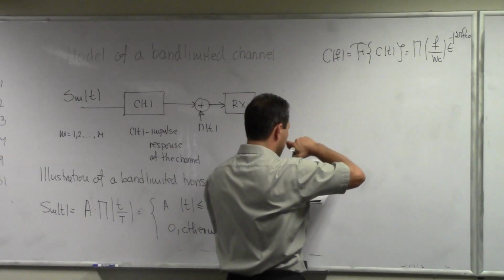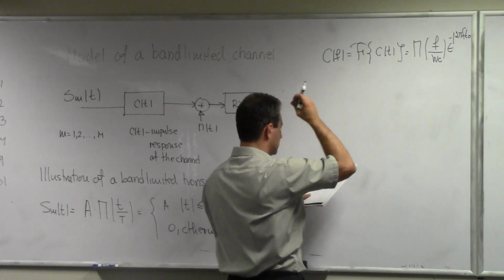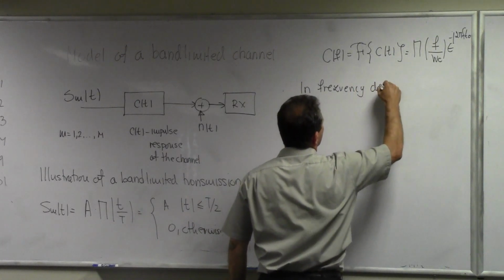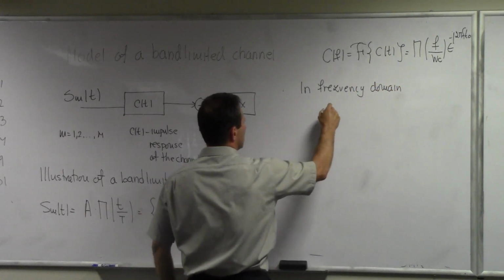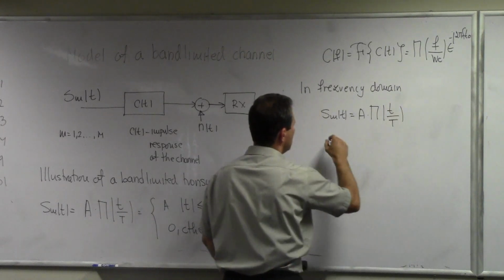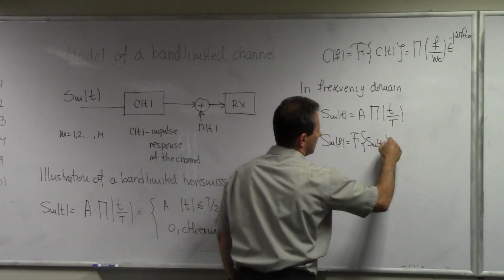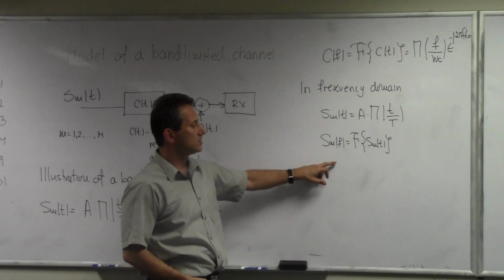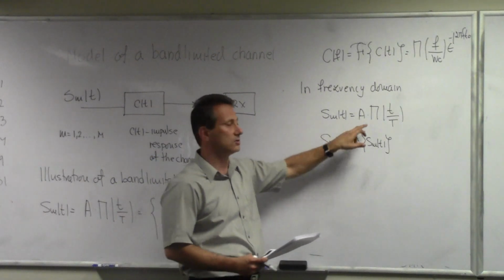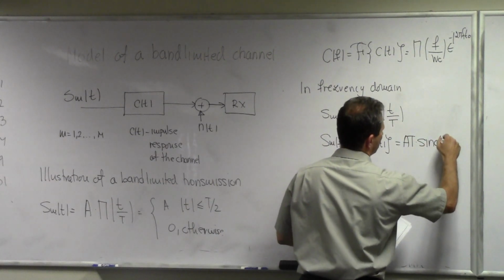So now I can treat this whole problem in the frequency domain. We start with S_m(t) equal to A Π(t/T). Well, S_m(f), which is the Fourier transform of S_m(t). If my time domain signal is a square pulse, what is the frequency domain? It is going to be a sinc, right? So it's going to be the sinc associated with this pulse. And this is AT times sinc(Tf).